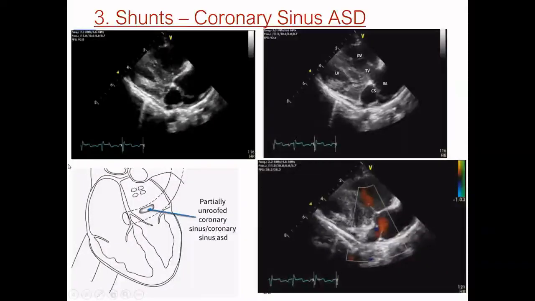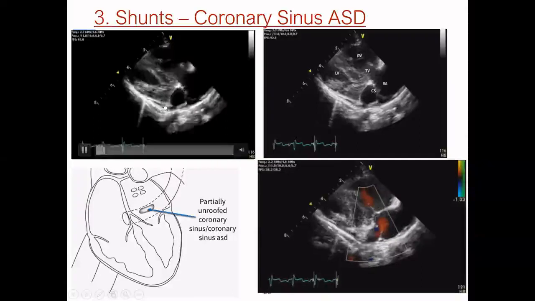So move on to the next one. This is very rare, the coronary sinus ASD. This is also called an unroofed coronary sinus. So usually you can see that they have a dilated coronary sinus, and you can appreciate that on the parasternal long axis usually.